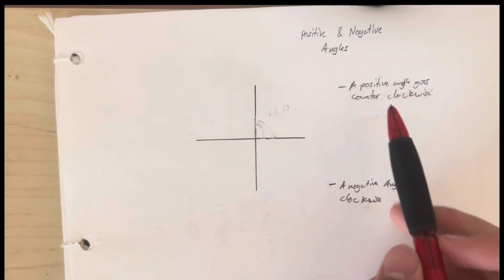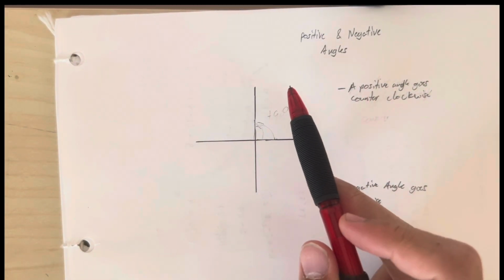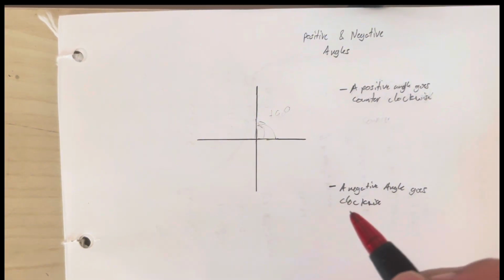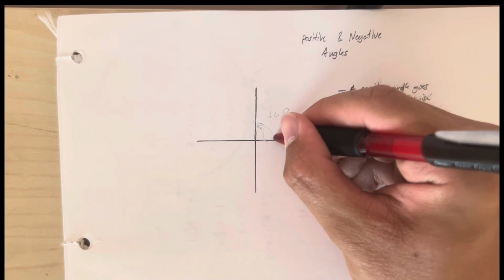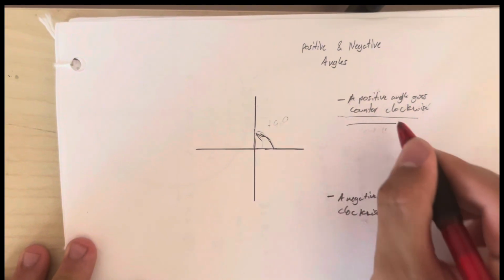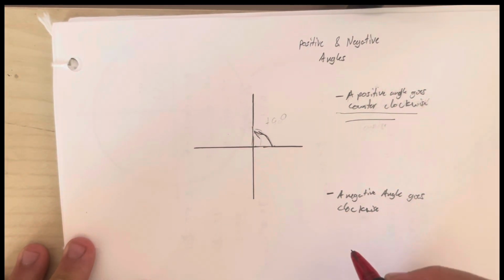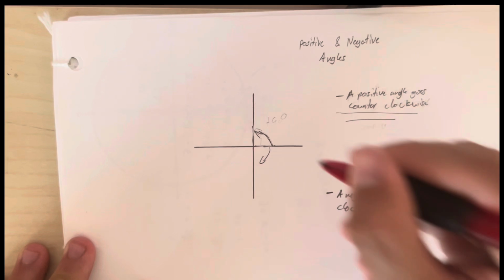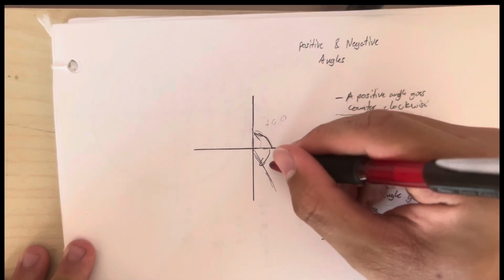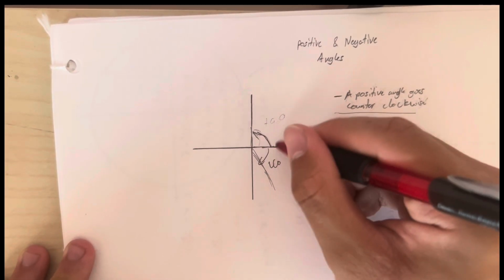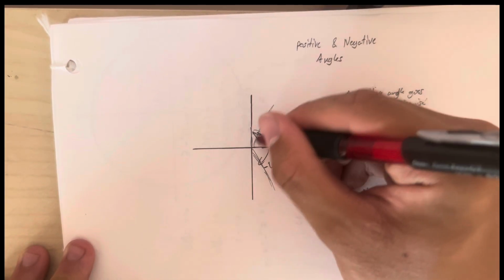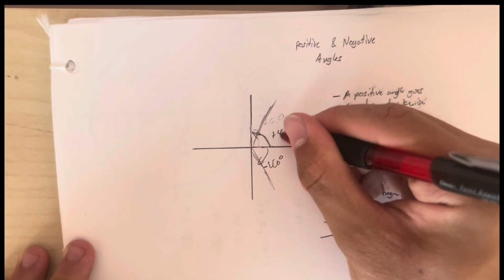So here we're going to talk about positive and negative angles. Now you might think, what is a positive and negative angle? Well, a positive angle is essentially an angle that goes counterclockwise, and a negative angle is just an angle that goes clockwise. Now if this was an angle of 40 degrees going clockwise, it would actually be negative 40. And if this was 40 degrees going counterclockwise, this would be positive 40.